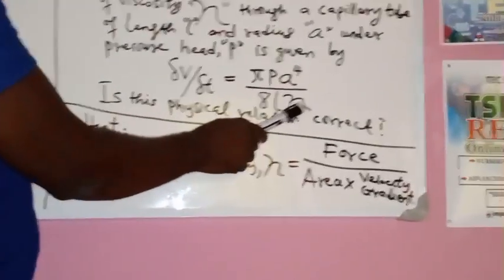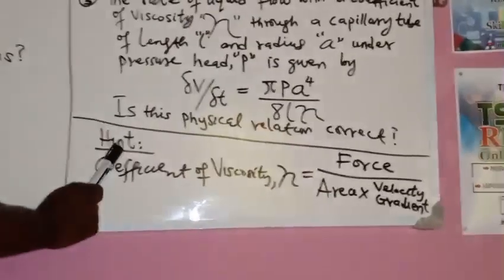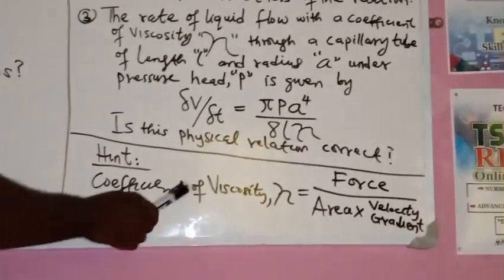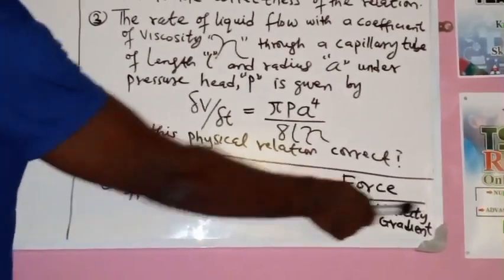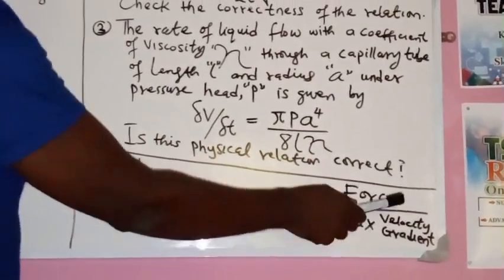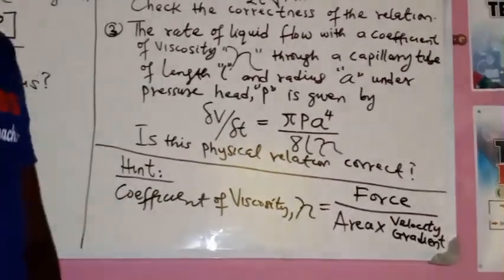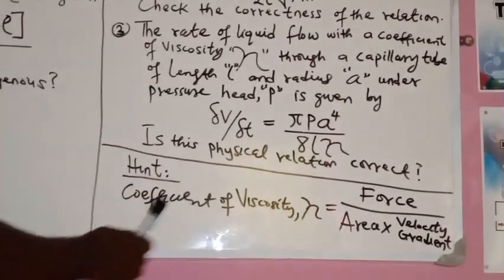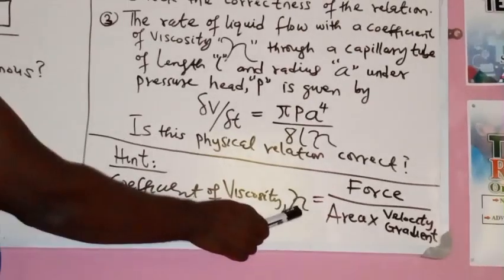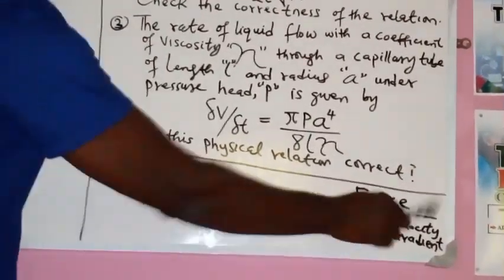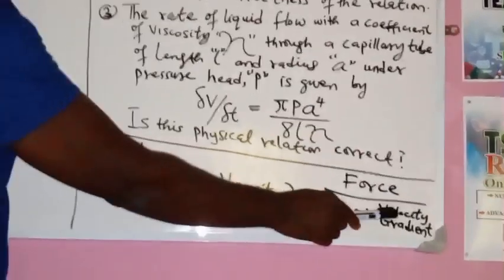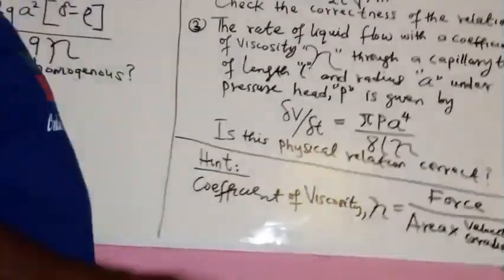Now, if you look at this coefficient of viscosity, there is a formula for it. Look at the hint here. Coefficient of viscosity is force divided by area times velocity gradient. I take that again. Coefficient of viscosity, look at the symbol, equals force divided by area times velocity gradient. Now, that's another thing to explain.